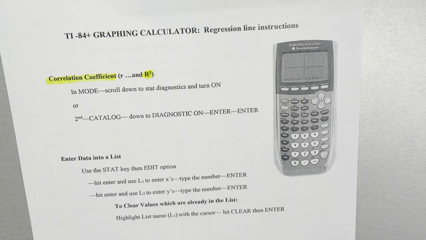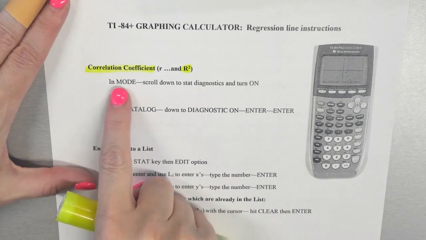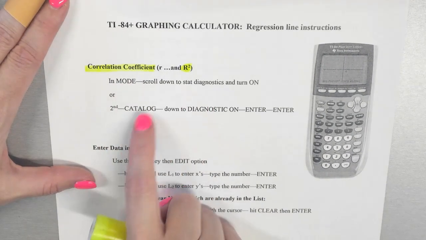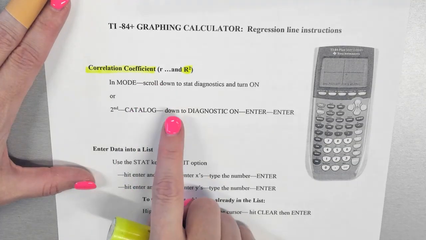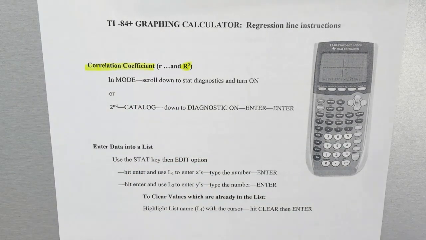We are always going to use our R squared. Okay, and then if you have this mode, I would use that. Not everybody has this in the mode, so this would be the second option that we talked about yesterday.